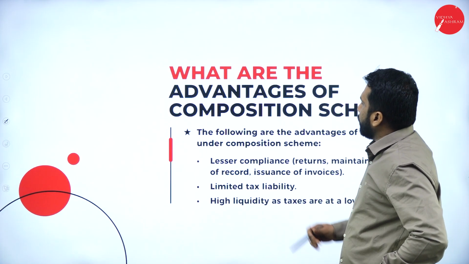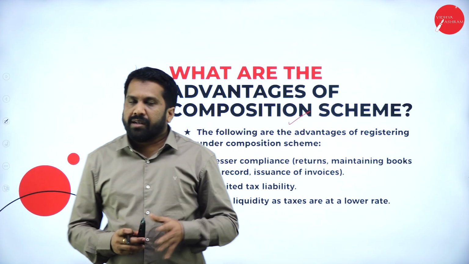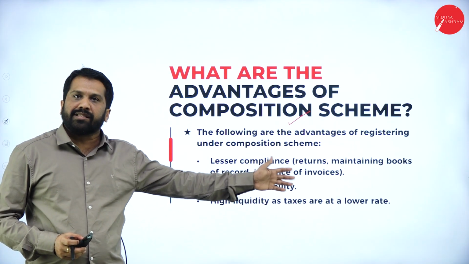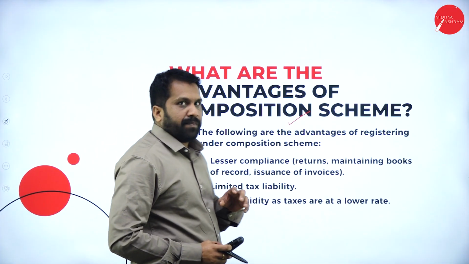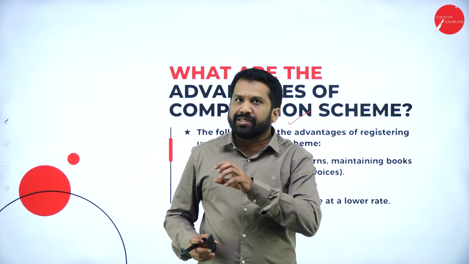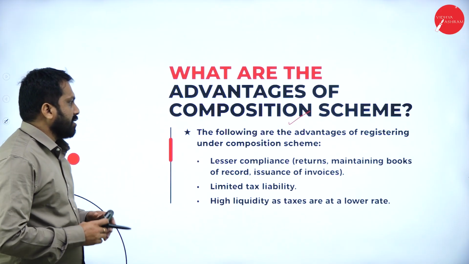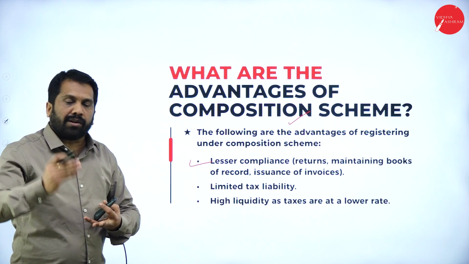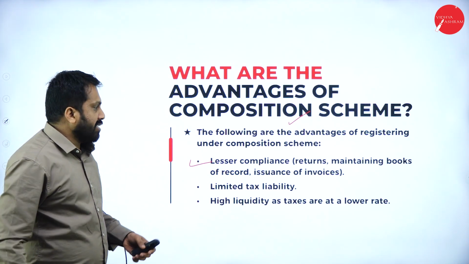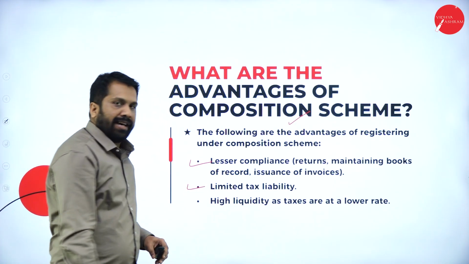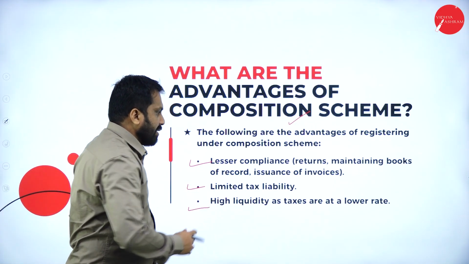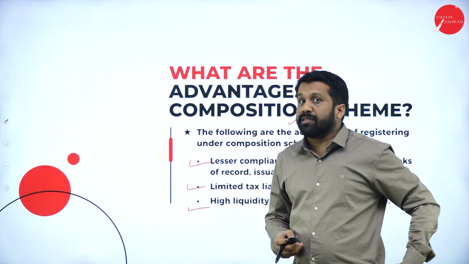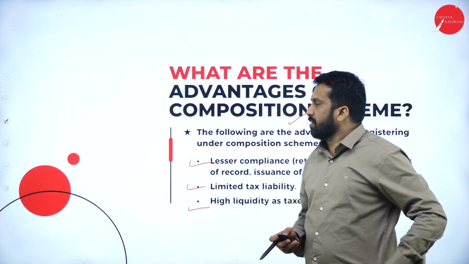Next, what are the advantages of composition scheme? Assume that there are certain conditions. If you're doing interstate sale, you cannot go for composition. For alcohol things, tobacco and all, you cannot go for composition scheme. If you opt for composition scheme, what are the advantages? The advantages are lesser compliances. Compliances means giving reasons, giving documents, and all the procedures are very few. Limited tax liability and high liquidity as taxes are at a lower rate. Usually the tax rate, we did one problem, 0.75%, 0.5%, we calculated similarly.